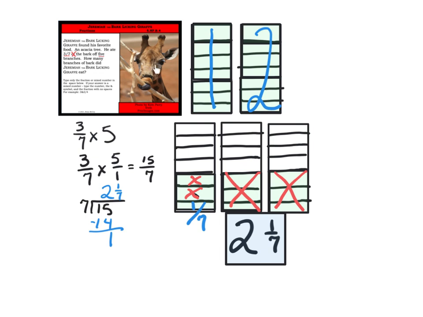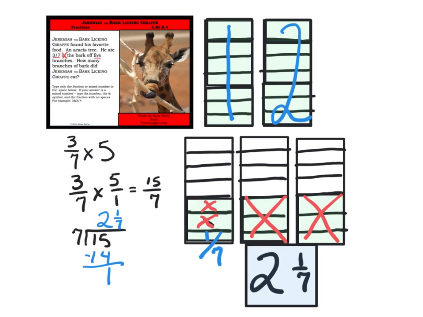And there you have it, my friend. Jeremiah the bark-licking giraffe had 2 1/7 branches of bark that he ate off of that acacia tree. And that is lovely, my friends.